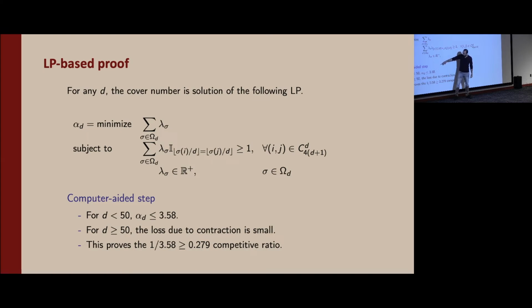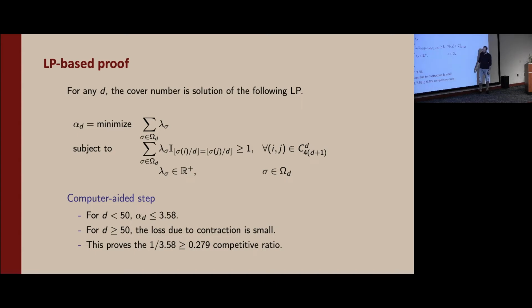For d smaller than 50, by giving a solution to this LP, we show that alpha is less than 3.58. For d bigger than 50, using the amplification gadgets that I showed you, we showed that the loss is small. So this proves the competitive ratio of 1 over 3.58, which is 0.279.